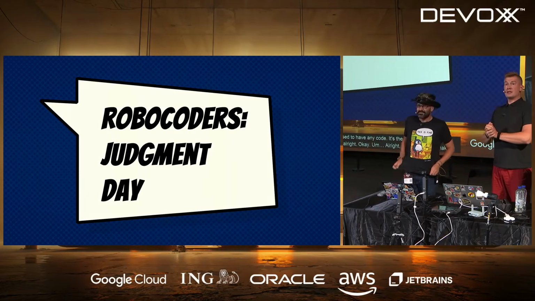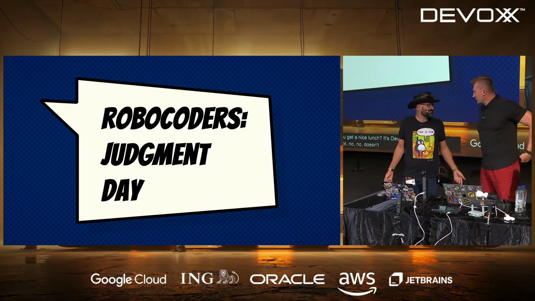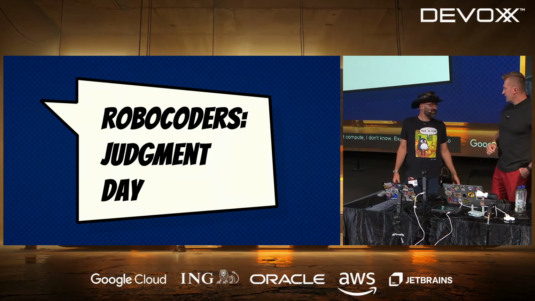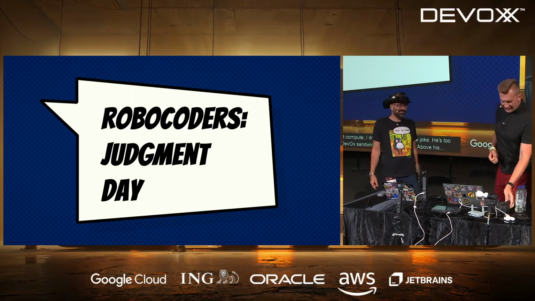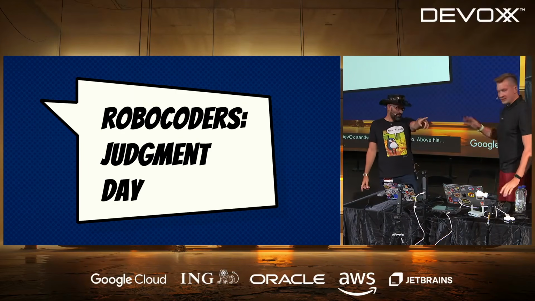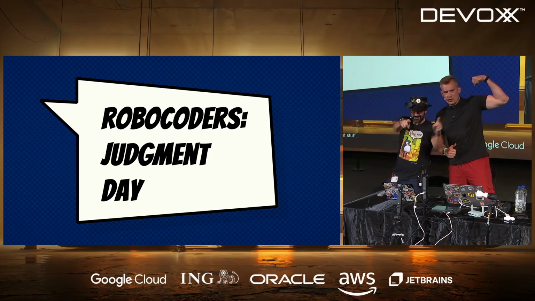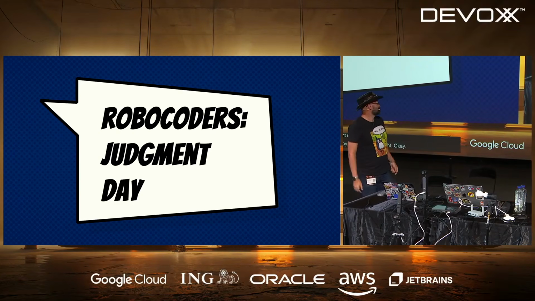Let's make some noise. Did you get a nice lunch? It's Devoxx. Oh, what? Nice lunch. It's Devoxx. Doesn't compute. I don't know. Explain the joke. He's too young. Yes. The Devoxx sandwich. What is that? Important stuff. Yeah, boy. All right. Okay. Stop clowning.